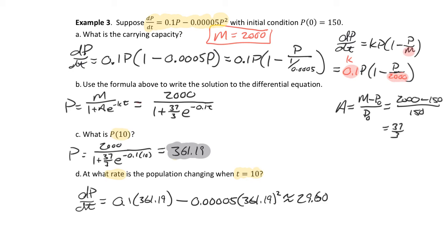So watch out for those kinds of questions. When you're asked to find the population at a particular time and then asked to find the rate at which it's changing at the same time, most likely they're looking to see if you can recognize the relationship between the differential equation and what you're looking for.